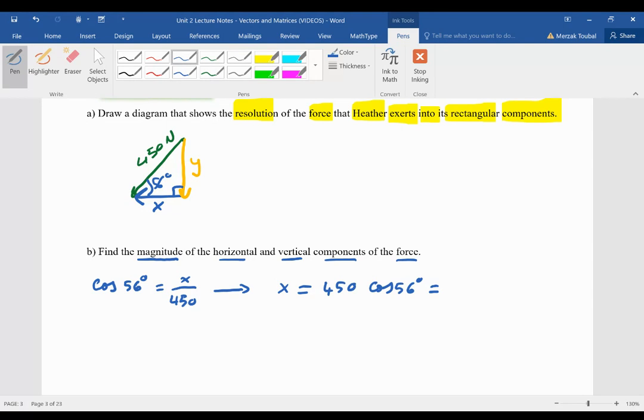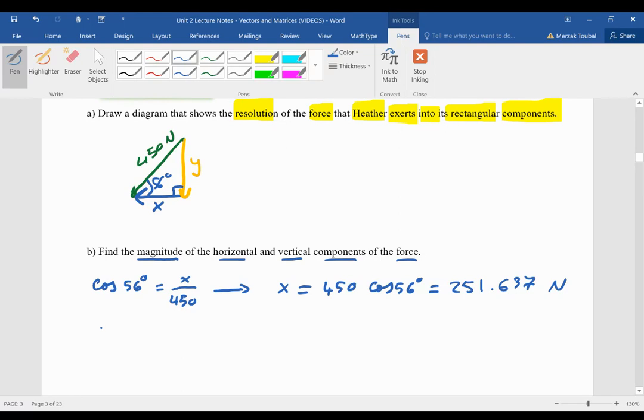Make sure you go to mode and set the angle measure unit to degrees, because the angle is given to us in degrees. After we do that, we're just going to multiply 450 times cosine 56, and the answer is 251.637. We're rounding to three decimal places, and that's newtons, of course.